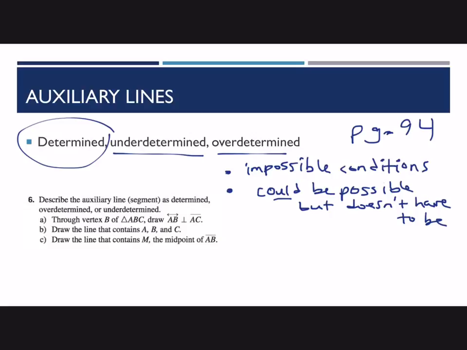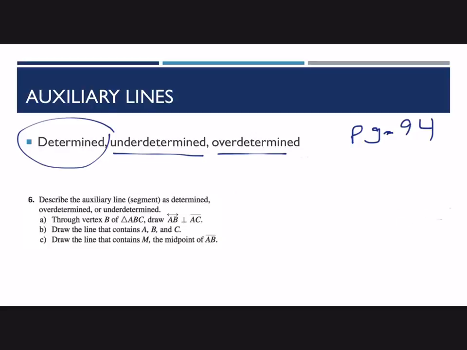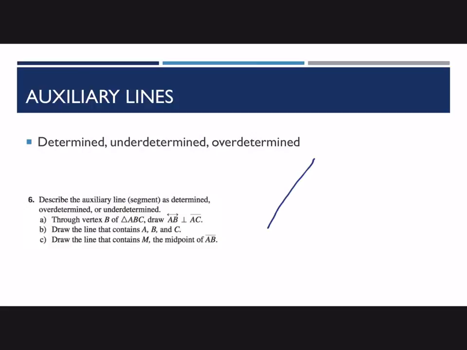This is exercise 6 from section 2.4, and then I assigned as homework exercise 5, so you would be doing something similar in that exercise. All right, so we need to decide if the auxiliary line is determined, overdetermined, or underdetermined. So let's look at part A, so through vertex B of triangle ABC, so let's draw that.